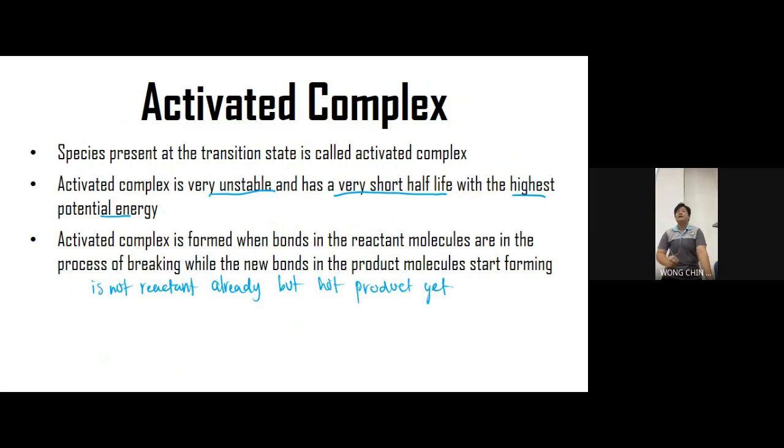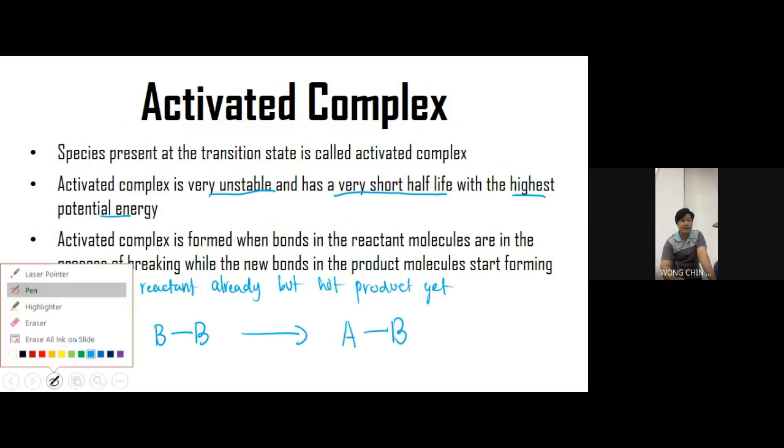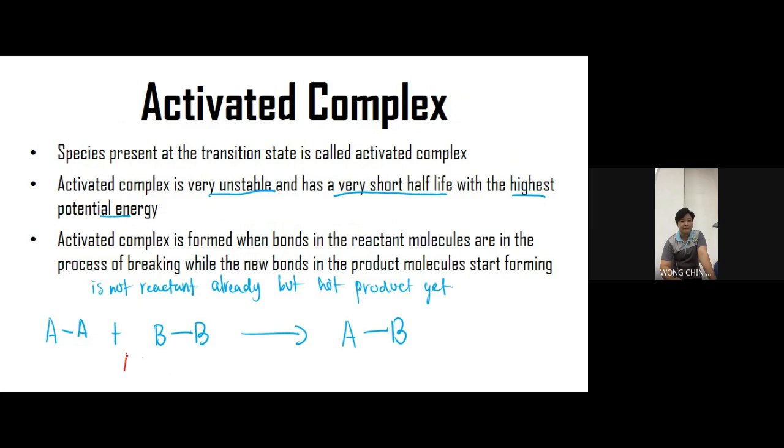So, that is your activated complex. Is formed when the bonds in the reactant are breaking. Saya ada reactant. A dengan A, tambah B dengan B. Okay. Produk saya nak A, B. So, what happened is, the bond in the A is partially breaking. The bond in the B is partially breaking. And the bond between A and B partially forming. Saya patut lukis kat tengah lah kan? Tak apalah. Okay. That is what happened.